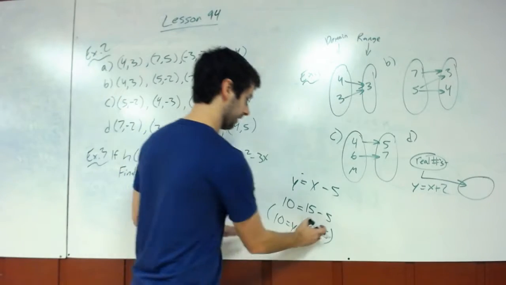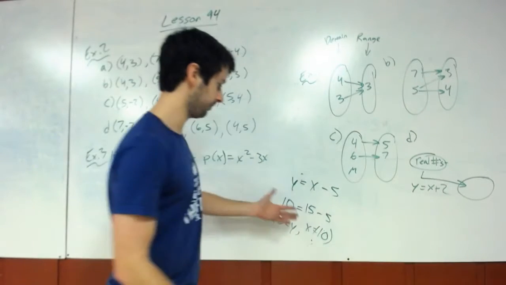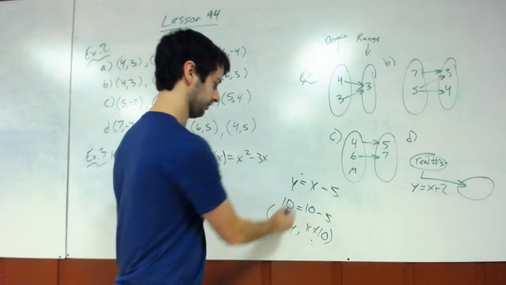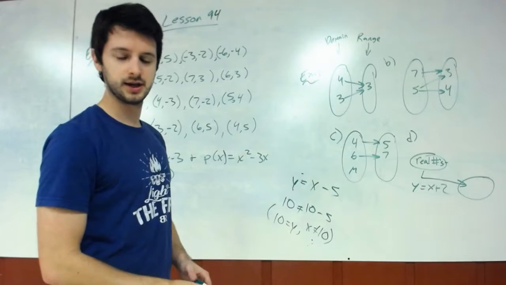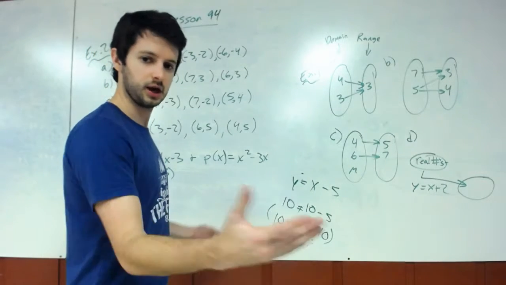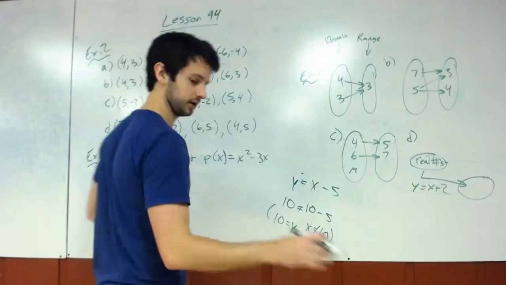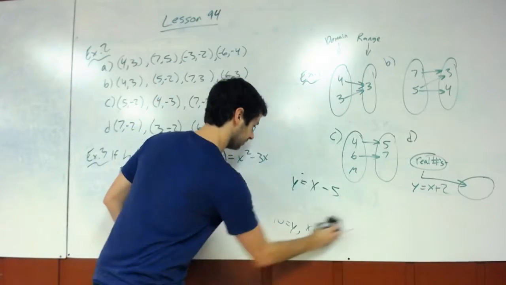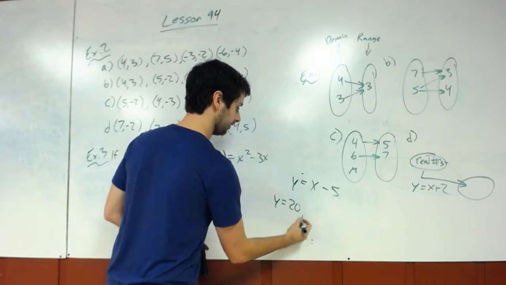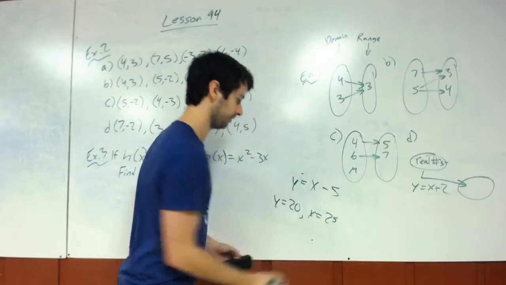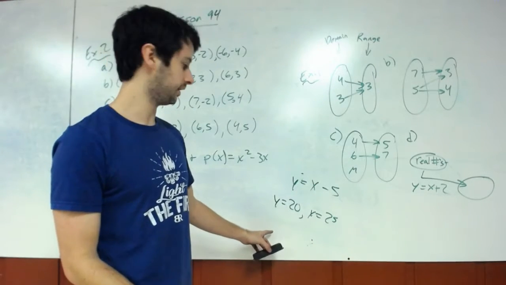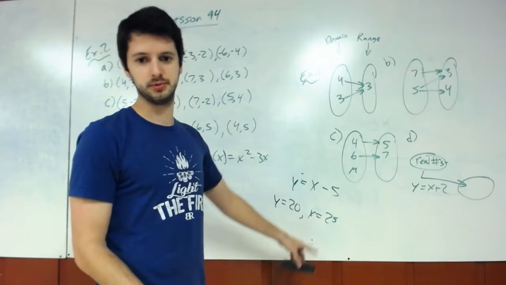So x cannot be 10, right? Because that would be 5 equals 10, and that wouldn't work. So it only has one solution when y is 10. Now I can have different solutions. I could have y equals 20 and x equals 25. That would work as well. So that's another function. But if y is 20, x can only be 25, and that's what it's saying.